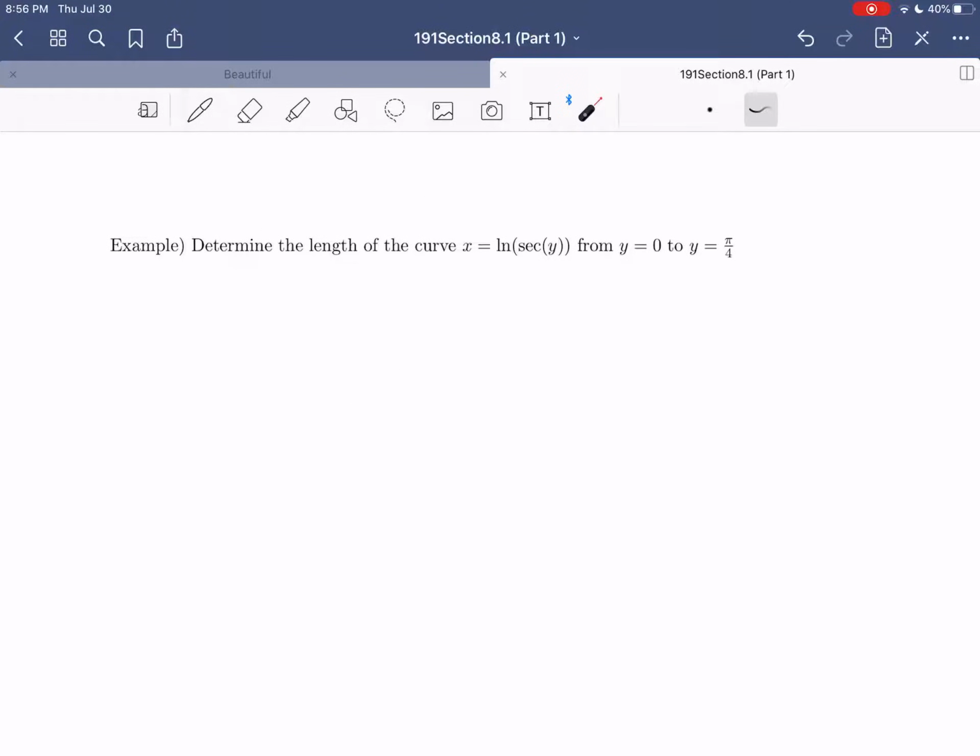We'll do one from the y perspective. We'll determine the length of the curve x equals ln secant y, from y equals 0 to y equals pi over 4. So the only difference here is everything's in terms of y, but we can still go ahead and do this. So we can say that the length here is going to be the integral from 0 to pi over 4, since we're going to be working with respect to y. Then square root, 1 plus.